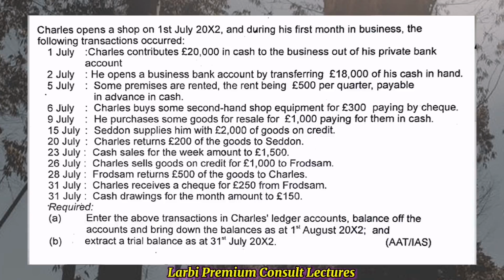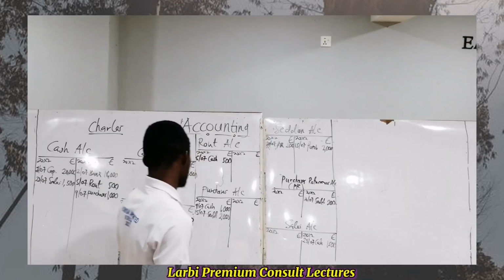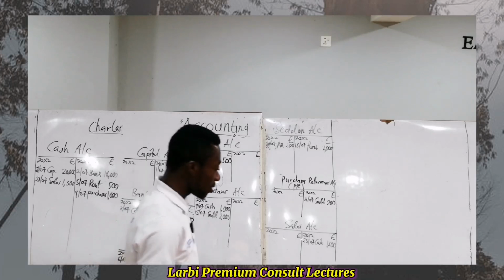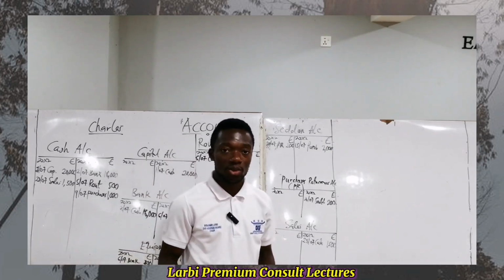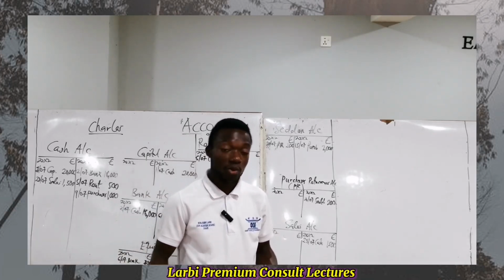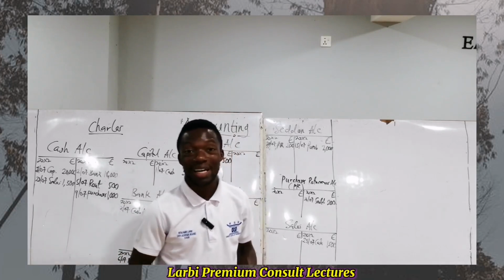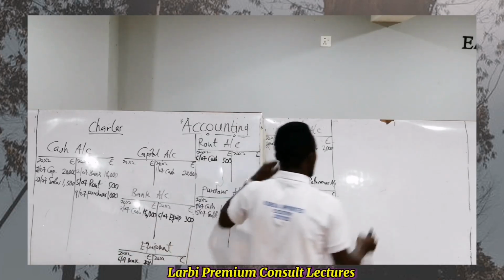The next transaction, 26 July, Charles sells goods on credit to Frontson. So there's a customer coming up here that Charles sold goods to. The amount was 1,000 euros to Frontson. This is sales, and it was on credit, so there are no cash payments; Frontson will have to come and pay it back later. So we open an account for Frontson.